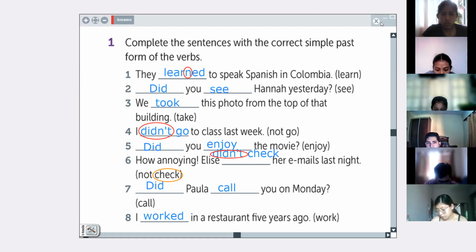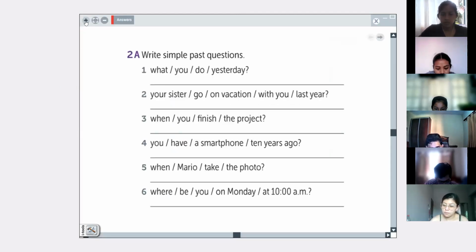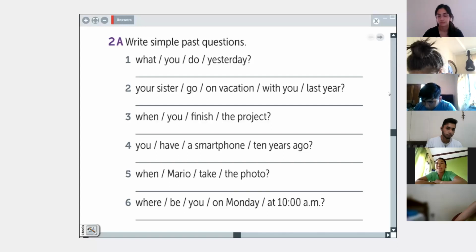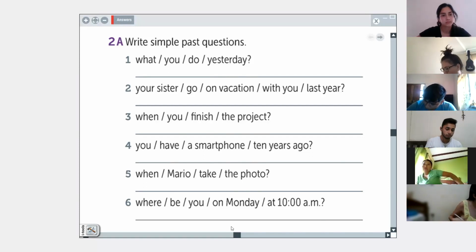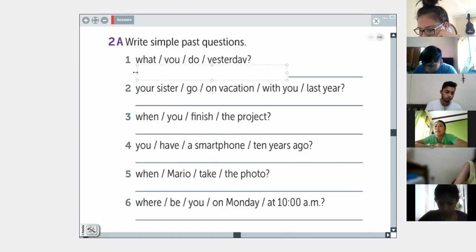Okay, let's go to exercise number 2. Write simple past questions. Okay, I'm going to give you some minutes. Write the questions and then we can check together. So let's start please with Rosa. Will you read question number 1? What did you do yesterday? Very good. What did you do yesterday? Carolina, number 2. Did your sister go on vacation with you last year?